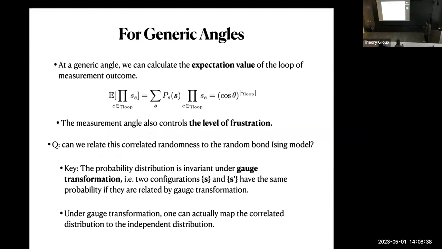and this will be the same if you consider a general measurement angle. You can calculate the expectation value of that loop operator, and that expectation value also depends on theta. So when theta goes to 0, this is 1, but when theta is not 0, this can give you some average value which is controlled by theta.